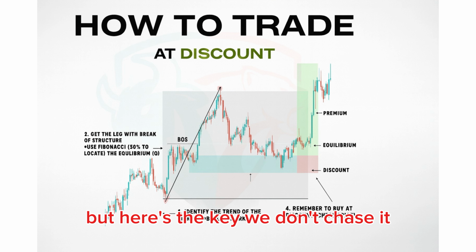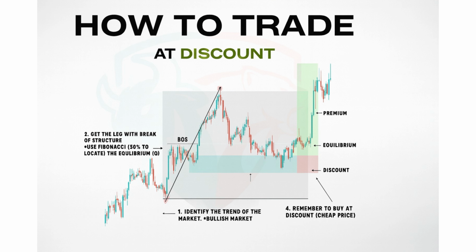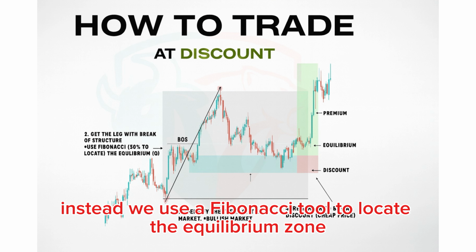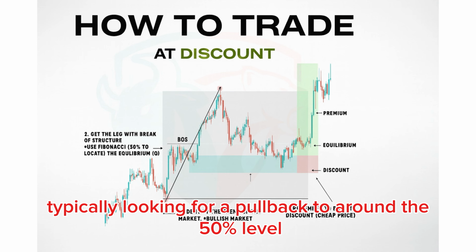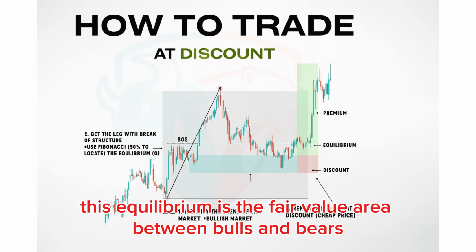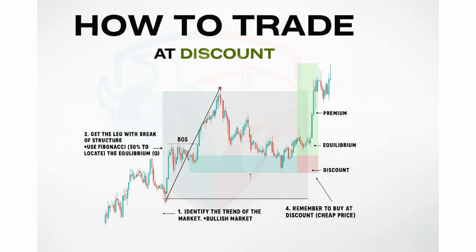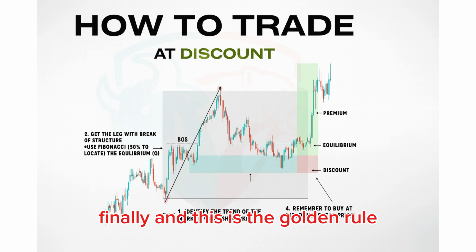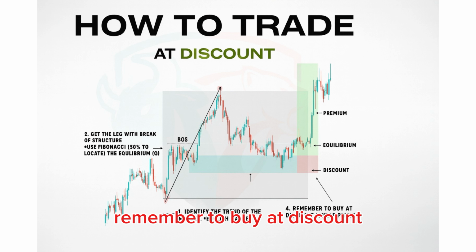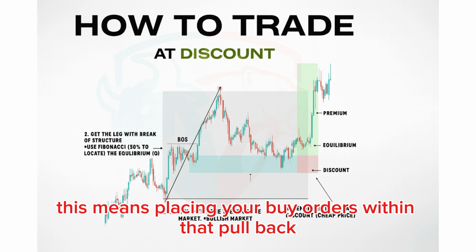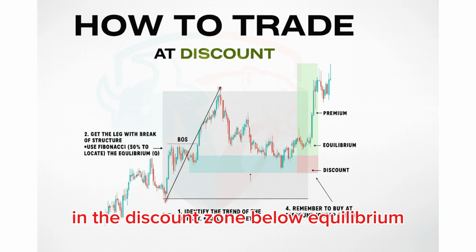But here's the key: we don't chase it. Instead, we use a Fibonacci tool to locate the equilibrium zone, typically looking for a pullback to around the 50% level. This equilibrium is the fair value area between bulls and bears. Finally, and this is the golden rule, remember to buy at discount. This means placing your buy orders within that pullback, in the discount zone below equilibrium.